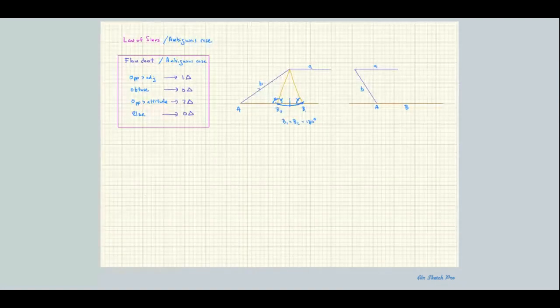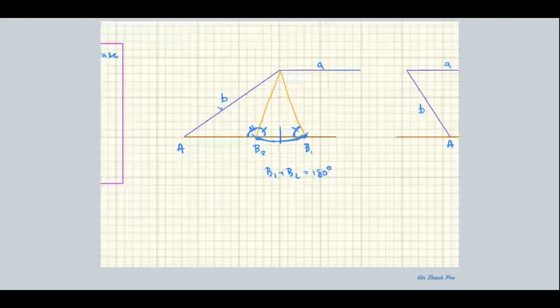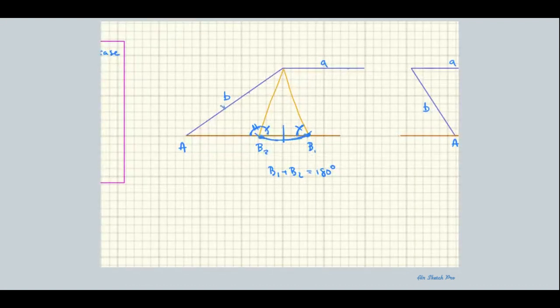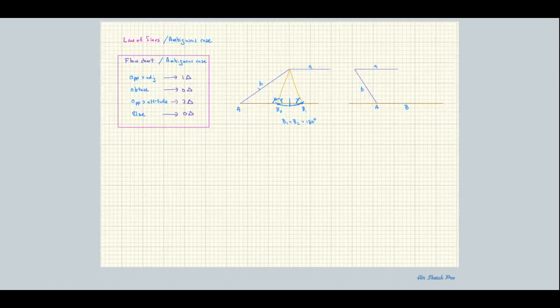I push all those rules together and I find myself with this ambiguous case flowchart. If the opposite is greater than the adjacent, I get one triangle. The idea here is, if this opposite was greater than this adjacent, when I swung, I'll get one, and the second side will be outside the triangle again. So if the opposite's greater than the adjacent, I'll get one triangle. If it's obtuse, I'm done. It's either one triangle or none.